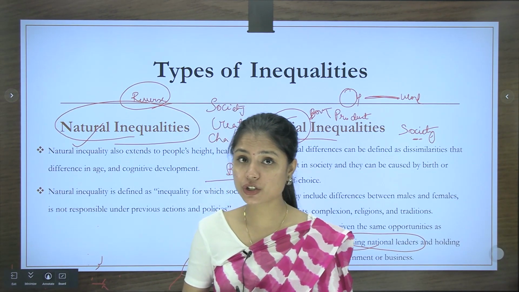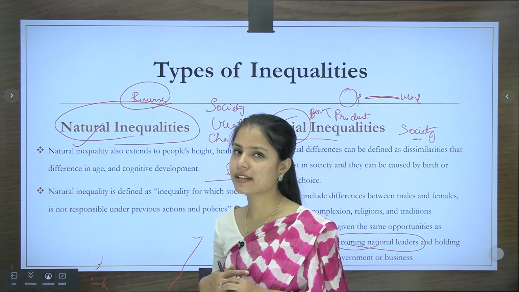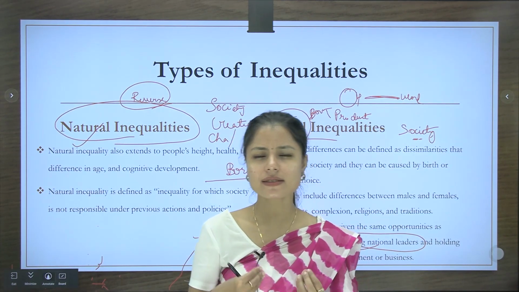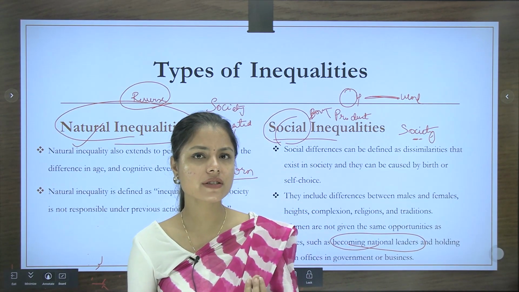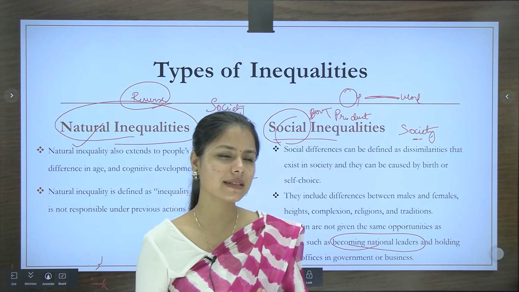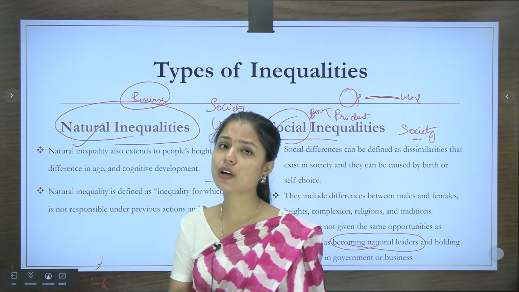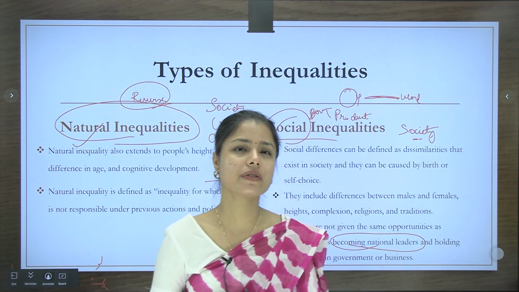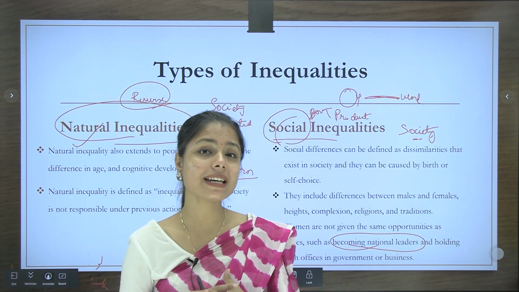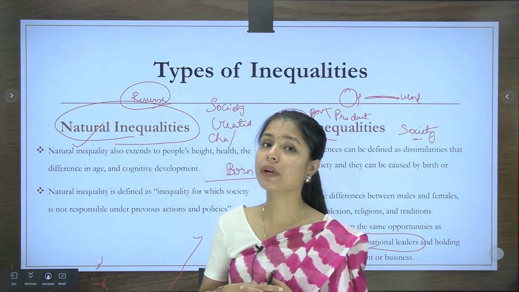But here is the catch. Today we have something known as Braille. We have various scientific advancements and technologies using which this blind person can read and write. So does that mean natural inequalities cannot be reversed or at least reduced? Now this is the big question.